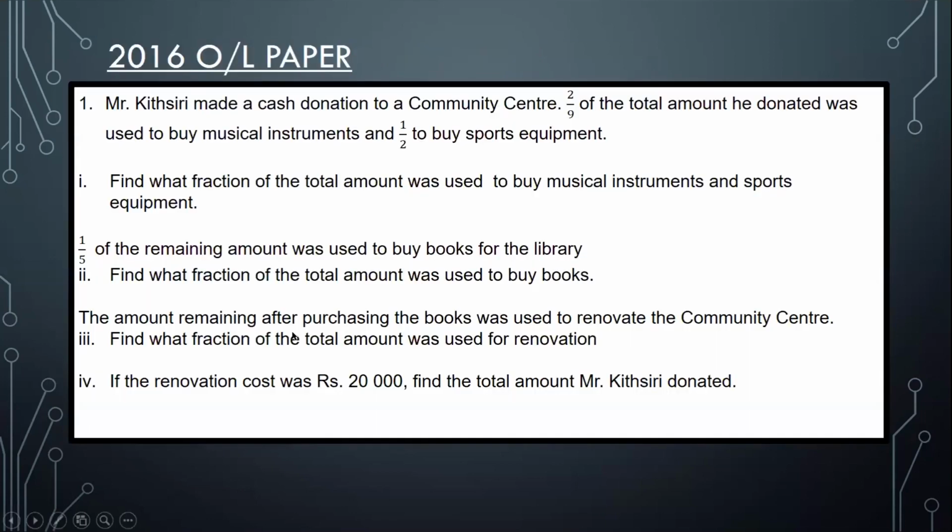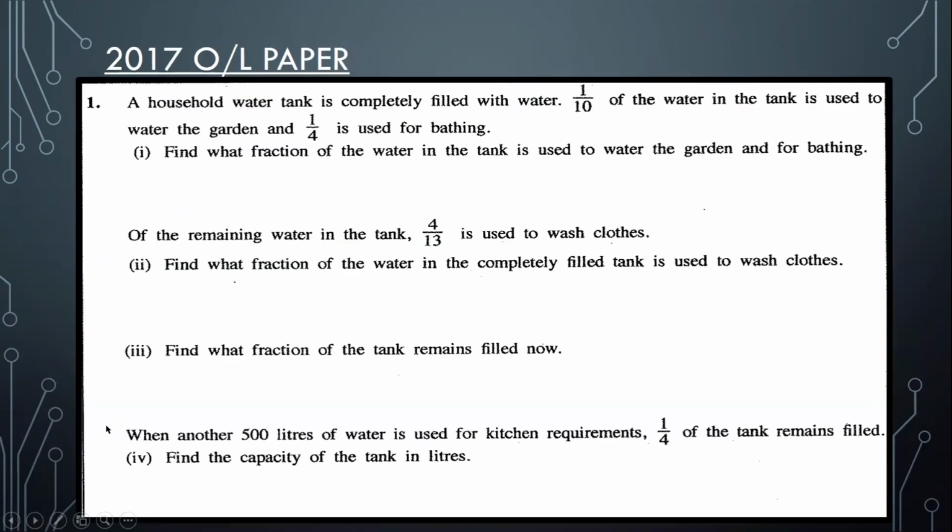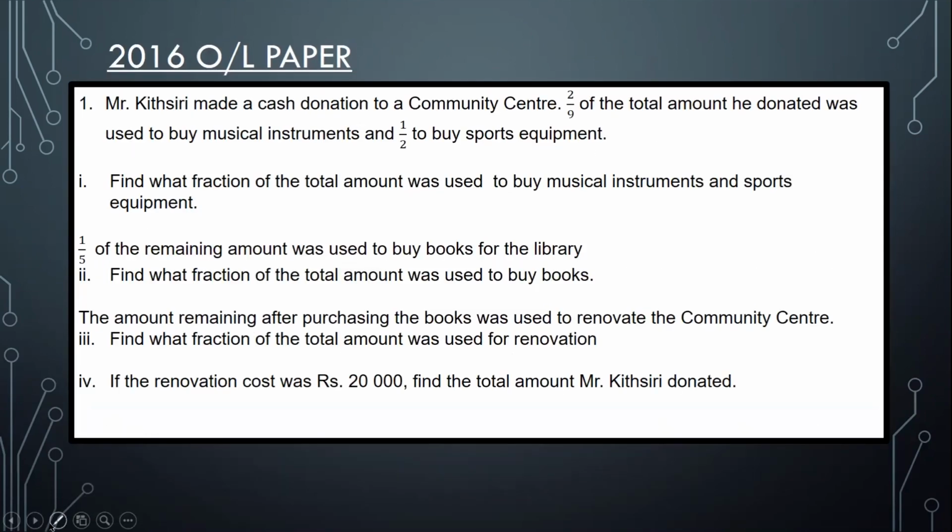Okay. So now this is one of the questions from your book. Now we can do the past papers and see how thorough we are with this knowledge. This is a question from the 2016 paper. You all can try along with me. Here you can see Mr. Kitsiri made a cash donation to a community center.